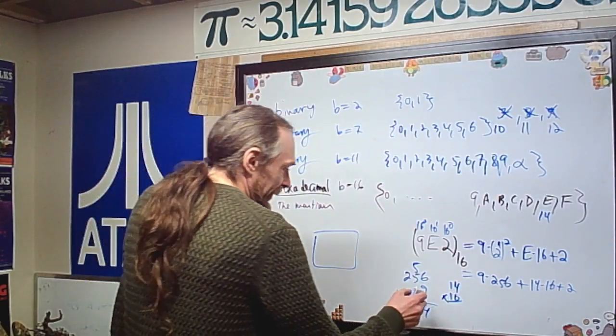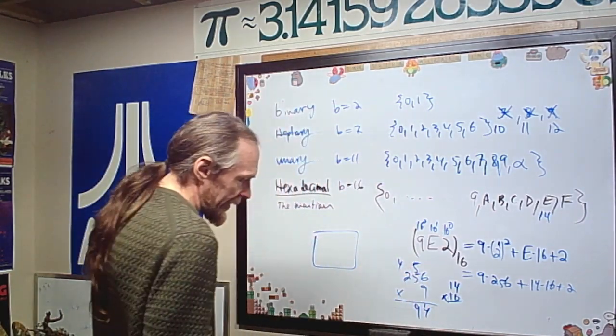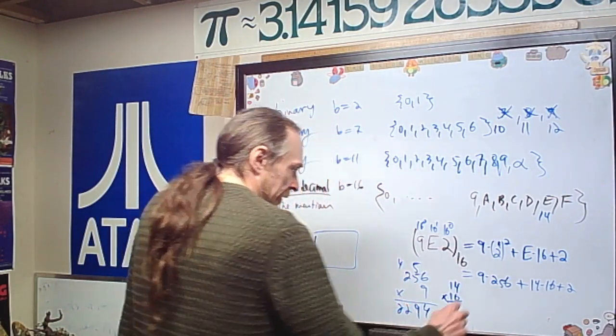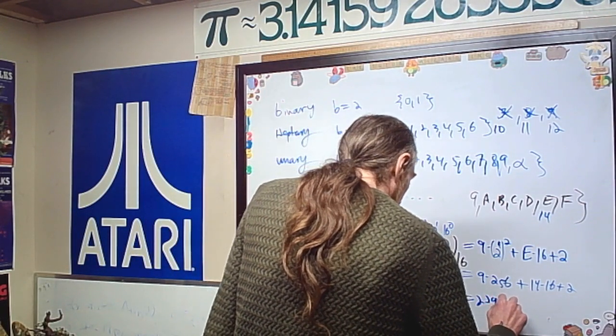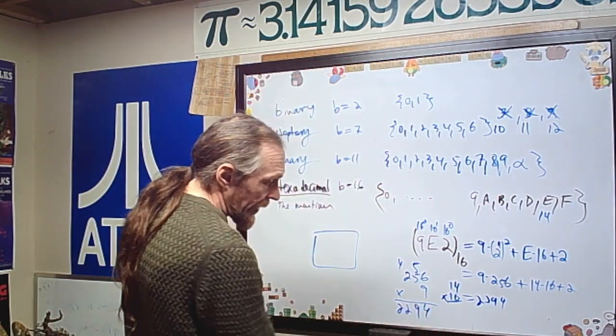9 times 5 is 45, and then we're going to get 9. We have to add it up, 49, and then 9 times 2 is 18, 19, 20, 21, 22. So then we get 2294, and then we have to do 14 times 16. And why do you write the 0 down there?